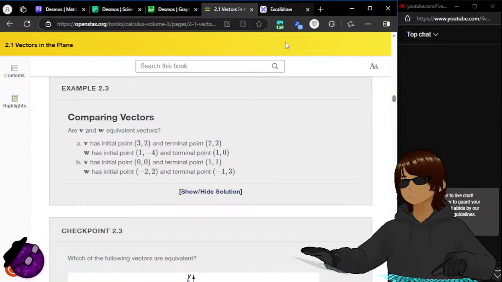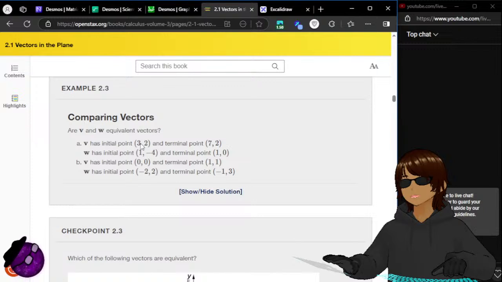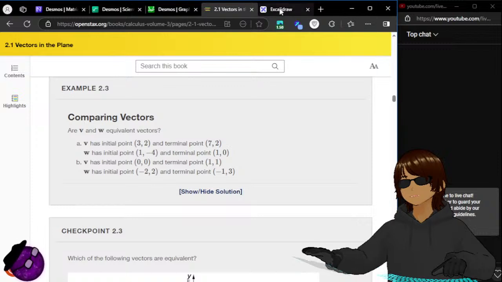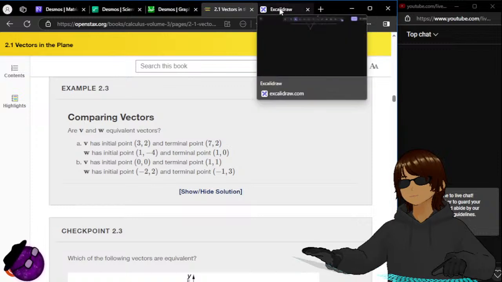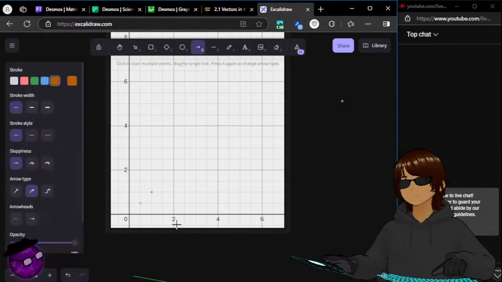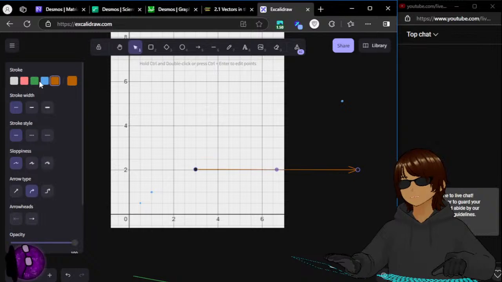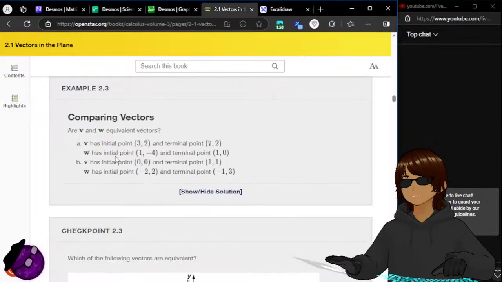Anyways, so comparing vectors, I think a simple way of doing this is checking the difference. So the difference in x is 4, the difference in y is 0. So it's like from 3 to 7, 2, it's like this. Just choose blue. The vector is like this.